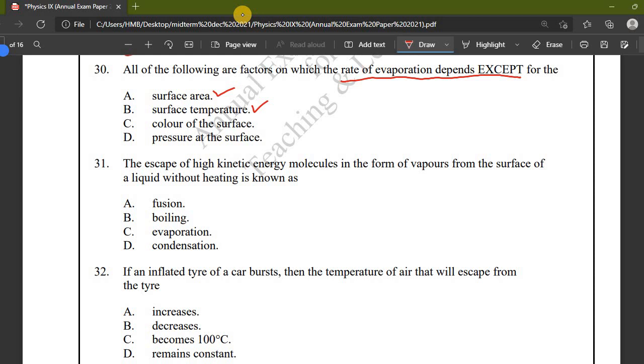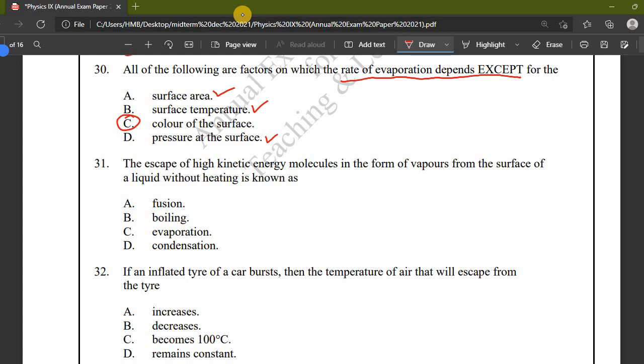the greater the surface pressure will decrease the rate of evaporation. So these are the direct factors on which the rate of evaporation depends. Option C is the right answer, that will not directly affect the rate of evaporation.